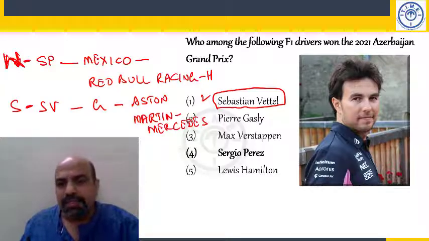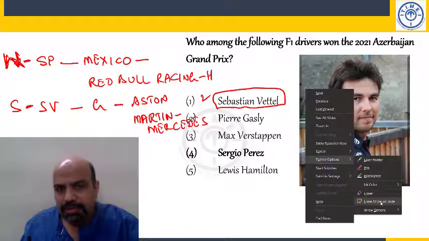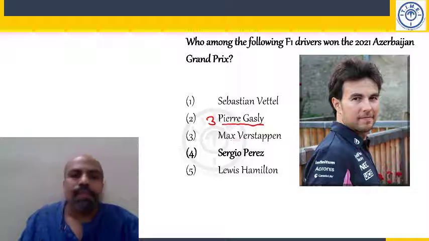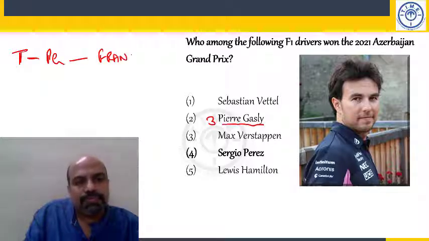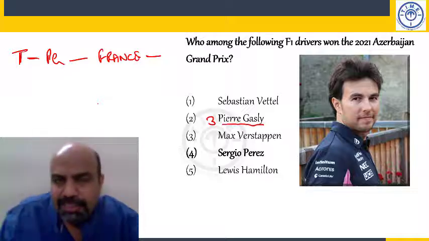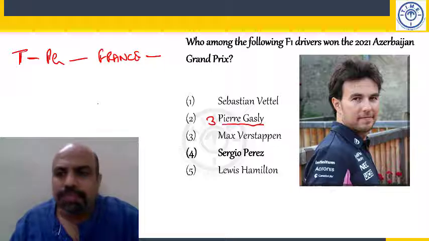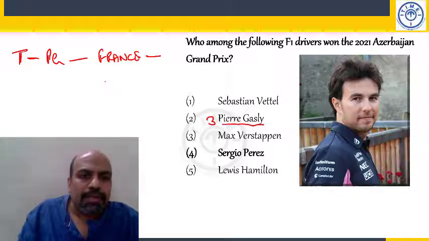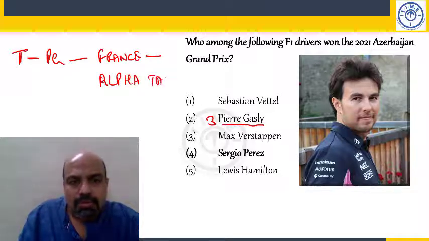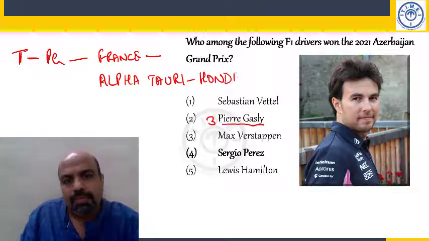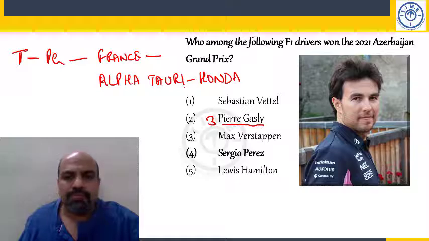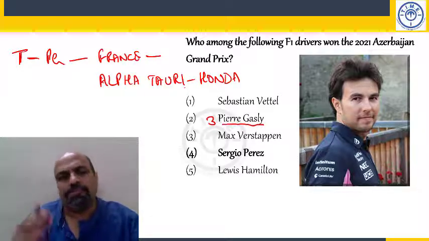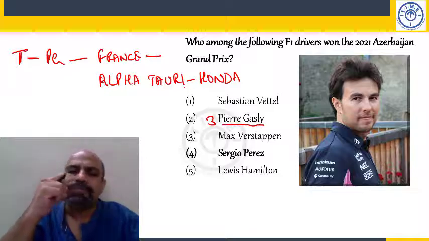And the third, let me bring in the third guy. Let me clear this first. This is the third guy, Pierre Gasly. Third. Pierre Gasly, he is from France. Gasly is quite new to this entire racing thing. And he drives an Alpha Tauri Honda. It's Alpha Tauri Racing Honda. Simply write Alpha Tauri Honda. That's enough, yeah, top three.